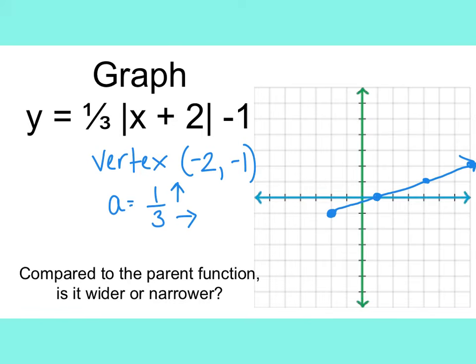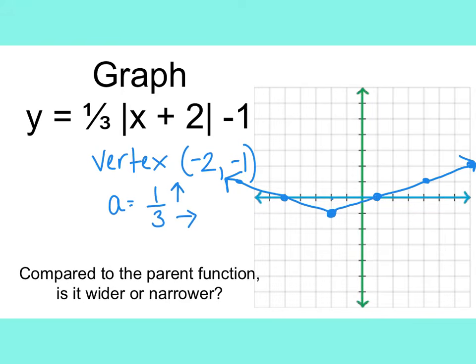The left ray is just going to go the opposite direction. So it's going to go up 1, left 3. Up 1, left 3 for symmetry. Okay. So that's a very wide V.